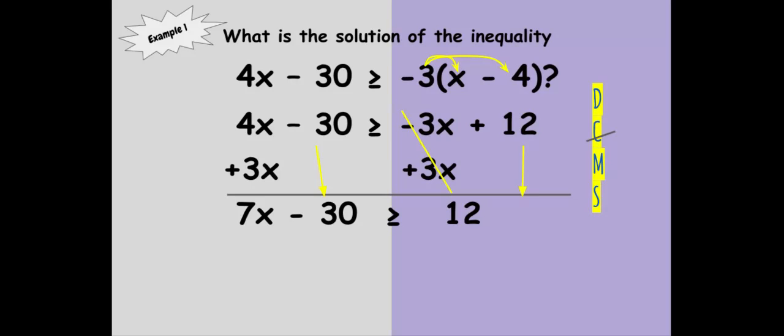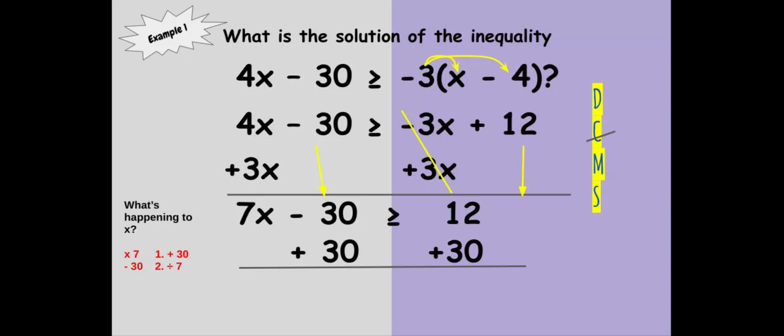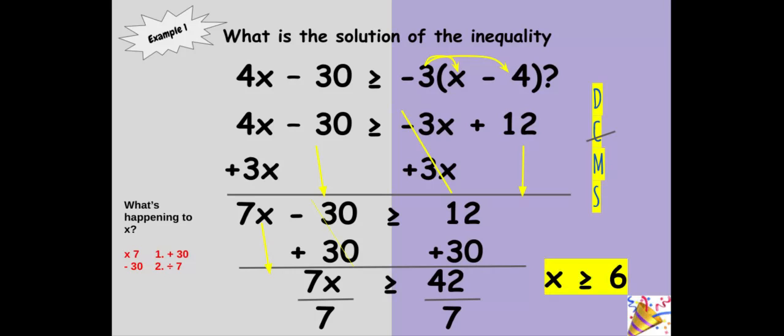Now we're going to solve. Solving is asking what's happening to x. Well, what is happening to x is being multiplied by 7 and subtracted by 30. So now in order to solve, you have to reverse the order of operations. So step 1, add 30 to both sides. Step 2, divide by 7. So here we go. Add 30, and we cross out those, and we get 7x. Bring it down, 7x is greater than or equal to 42. Step 2 is divide by 7. When we divide by 7 on both sides, we're going to get x is greater than or equal to 6. So that should be your solution.